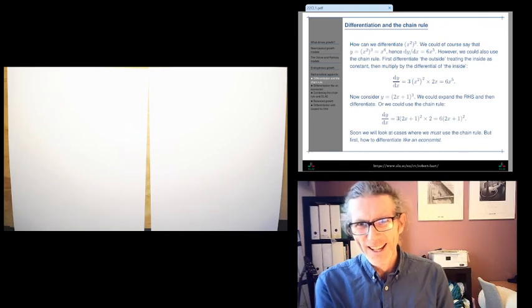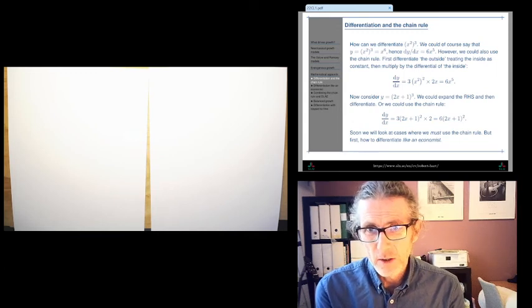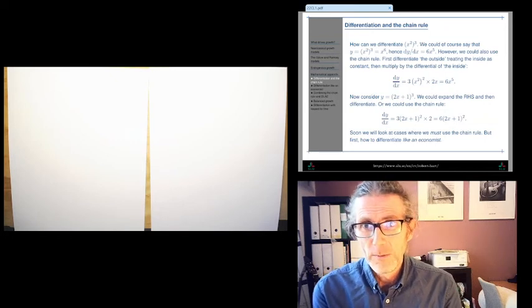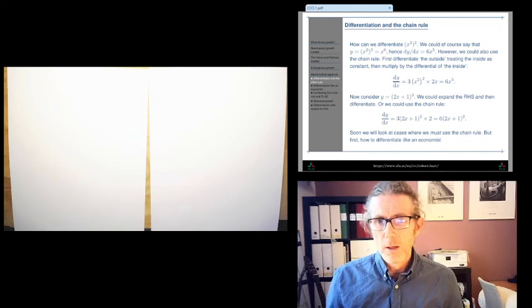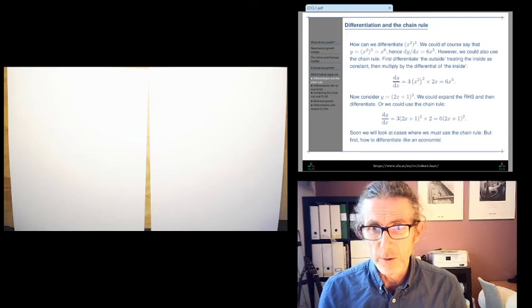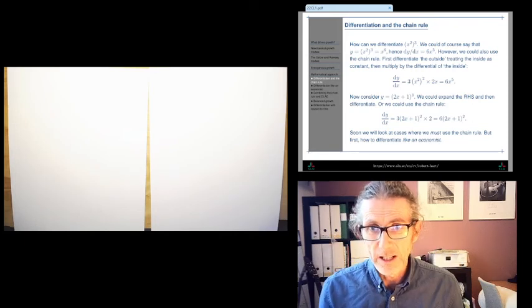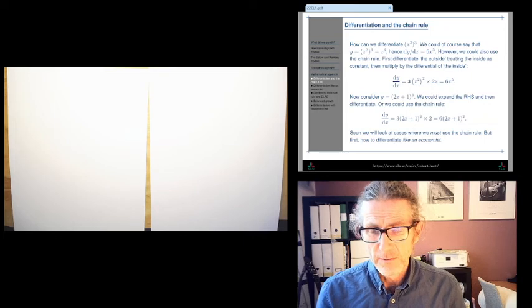Okay, look, how can we differentiate x squared cubed? Well, x squared cubed is x times x times x times x times x times x, that's x to the sixth. So we could just say, well, that's 6x to the fifth. But we could also use something called the chain rule, which is that we first differentiate the outside, treating the inside as constant, and then multiply it by the differential of the inside.